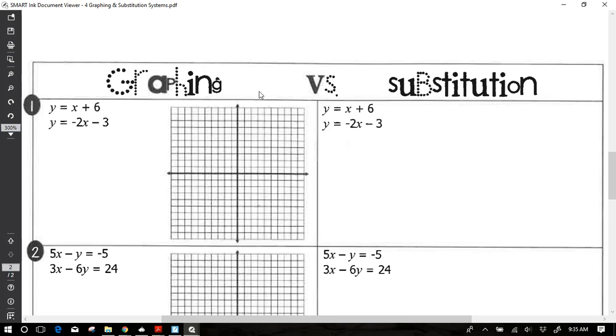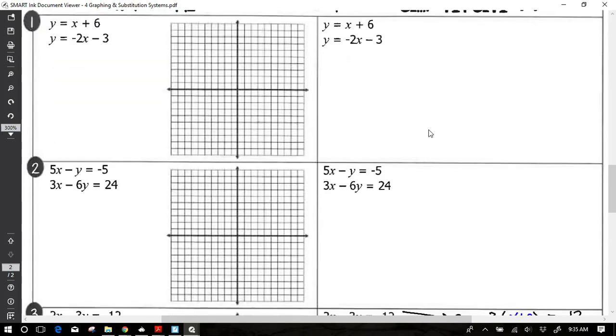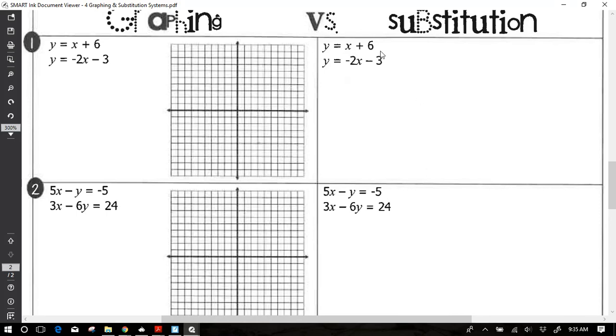The graphing versus substitution, this part of your notes, will be a part of your notebook grade at the end of the quarter. The posted practice assignment will be an individual grade that goes directly into the grade book on its due date. Until next time.